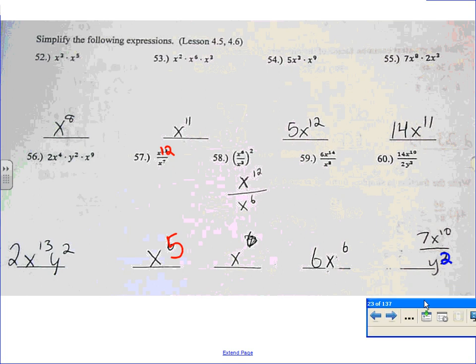52, x to the 8th. 53, x to the 11th. 54, 5x to the 12th. 55, 14x to the 11th. 56 is 2x to the 13th, y to the 2nd. 57 is x to the 5th. 58 is x to the 6th. 59 is 6x to the 6th. 60, 7x to the 10th over y to the 2nd. 61, 8x to the 12th.